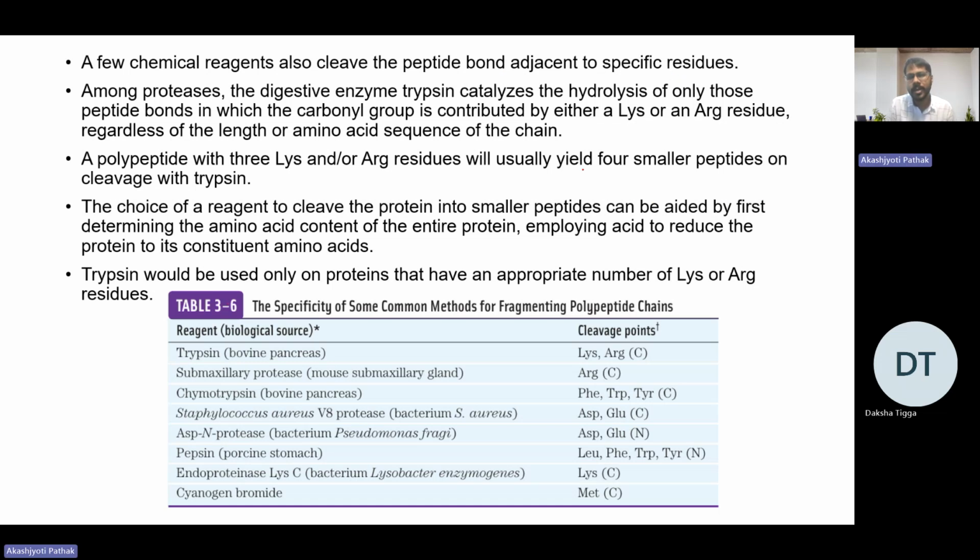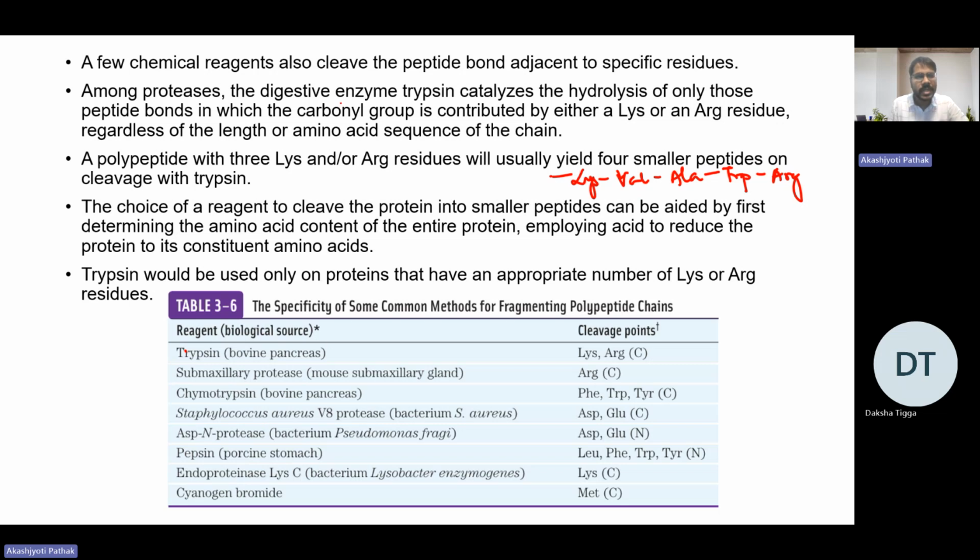Okay. A few chemical reagents also cleave the peptide bond adjacent to specific residues. For example, you have lysine, then valine, then alanine, some tryptophan residue, then an arginine residue. You can treat your peptide with particular enzymes or reagents: trypsin, chymotrypsin, endoproteinase lysine C, or cyanogen bromide. Each of these has a particular residue which it recognizes, and cleaves the peptide molecule at that residue.